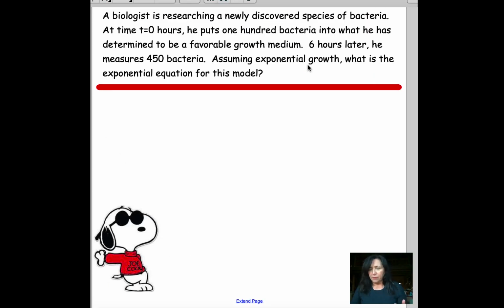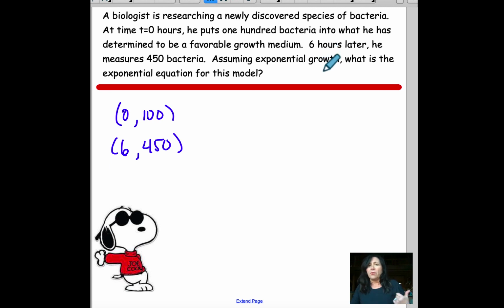So for this problem, what we see is a biologist is researching a newly discovered species of bacteria. At time t equals 0 hours, he puts 100 bacteria into what he has determined to be a favorable growth medium. 6 hours later, so we're talking about hours and then bacteria. When I set up my equation, so far I have points. I have 0 and then 100. And then 6 hours later, he has a measure of 450 bacteria. So that's 6 and then 450.